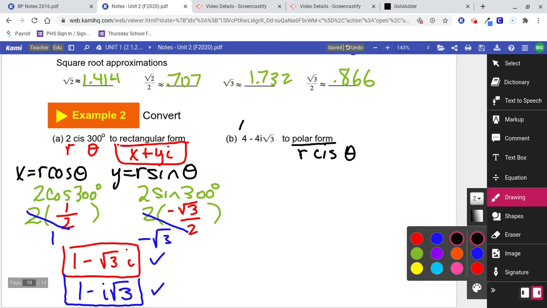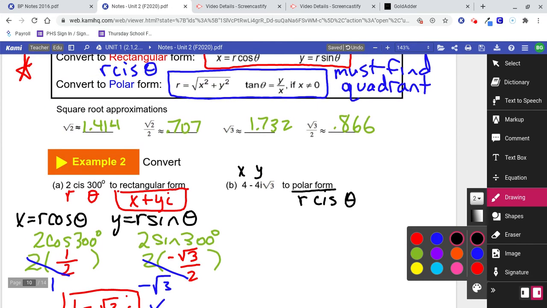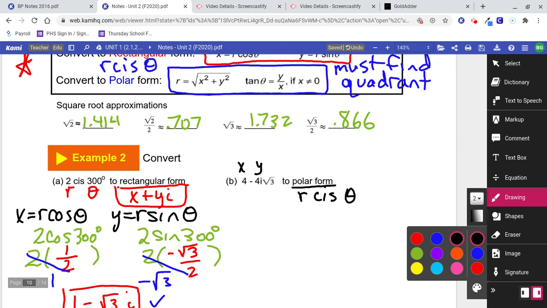We start with an x number and a y number. But be careful, because y is just everything other than the i there. So for the y number, you've got a negative 4 square root of 3. That's your y. Okay? So we need r and theta. Look at the formulas for r and theta. A little bit more complicated this time.